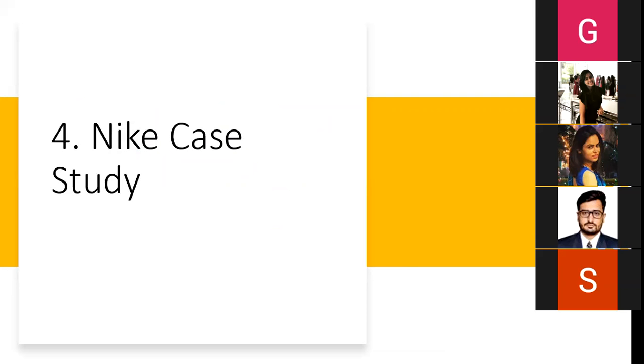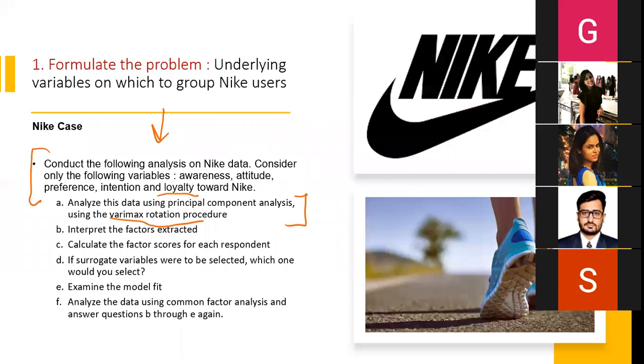So you formulate the problem. The problem in this case is that through underlying variables, we have to group Nike users. So we asked awareness, attitude, preference, intention, and loyalty from some 45 respondents. Rank Nike on awareness, attitude, preference, intention, loyalty, all these 5 variables.